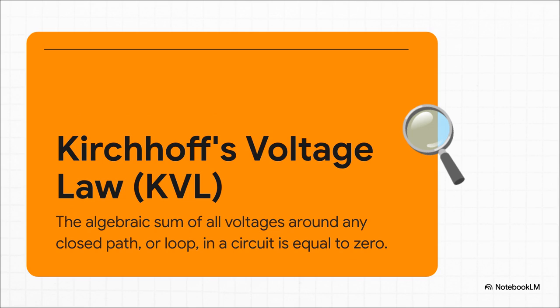And its partner in crime is Kirchhoff's voltage law, or KVL. Now, this law applies to any closed loop in a circuit. It's all about the conservation of energy. It basically says that if you take a walk around any closed path and add up all the voltage gains and drops, you'll always end up right back at zero when you get to your starting point.